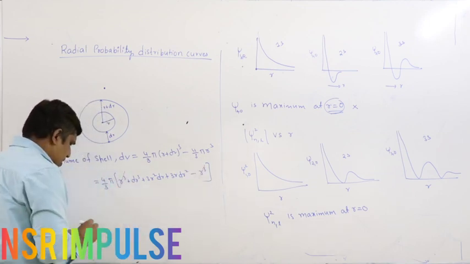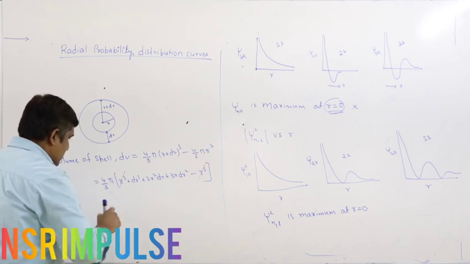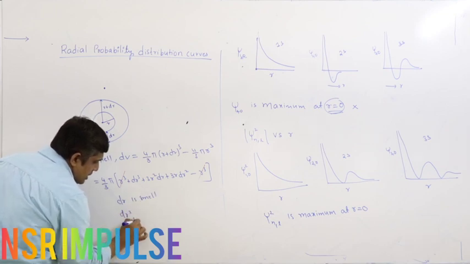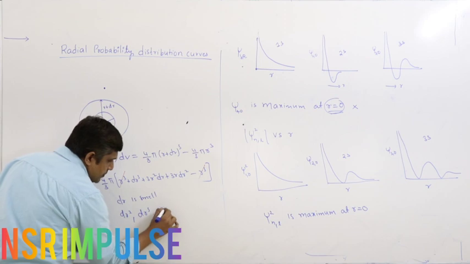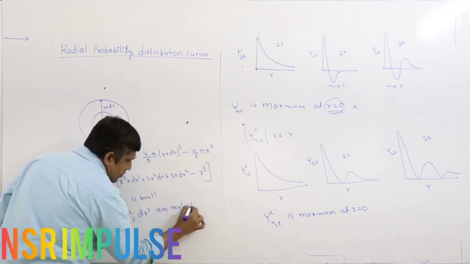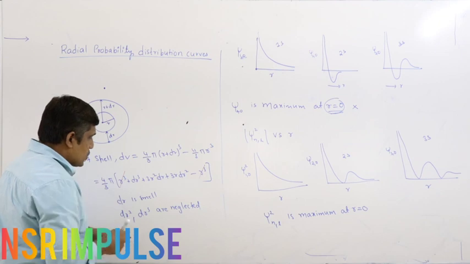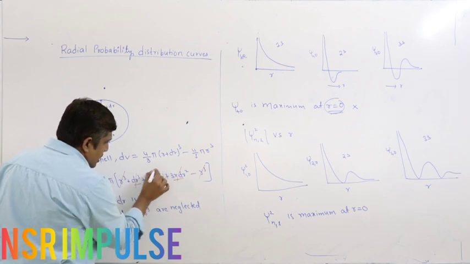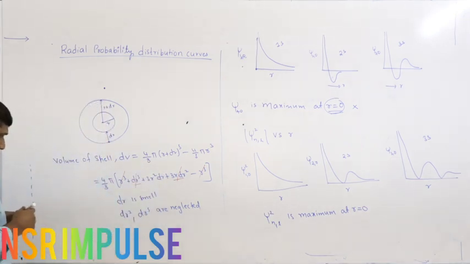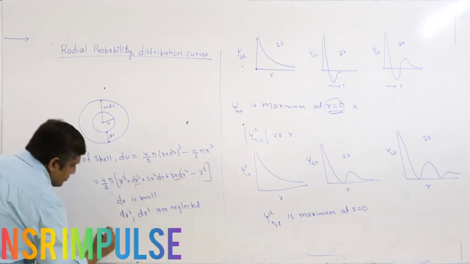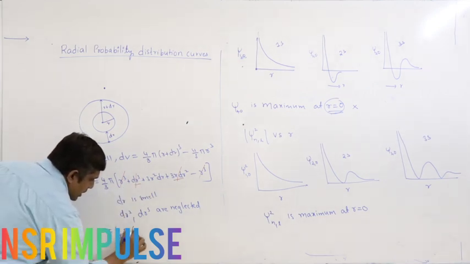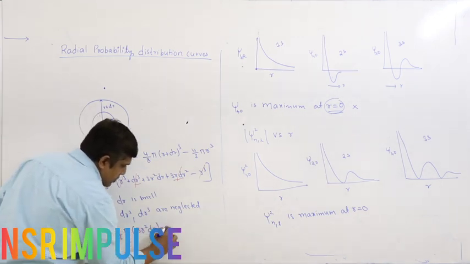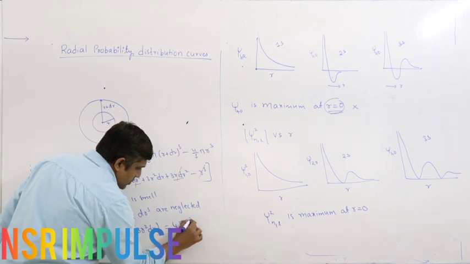Now dr is very small. If dr is very small, then I can neglect dr square and dr cube. If I neglect dr square and dr cube, the left over term is 3r square dr. This 3 can be cancelled. 4 by 3 pi times 3r square dr. So 3 cancels, and left over is 4 pi r square dr.